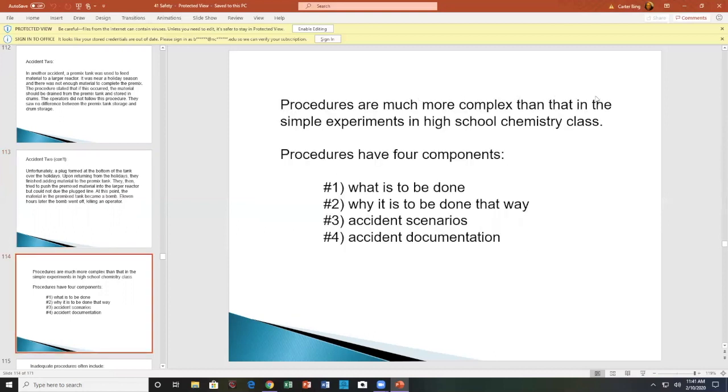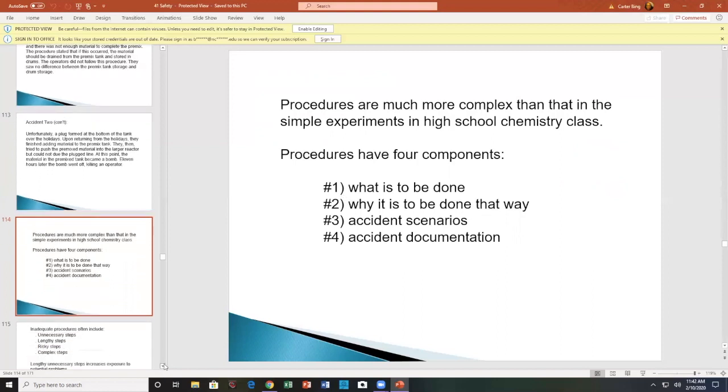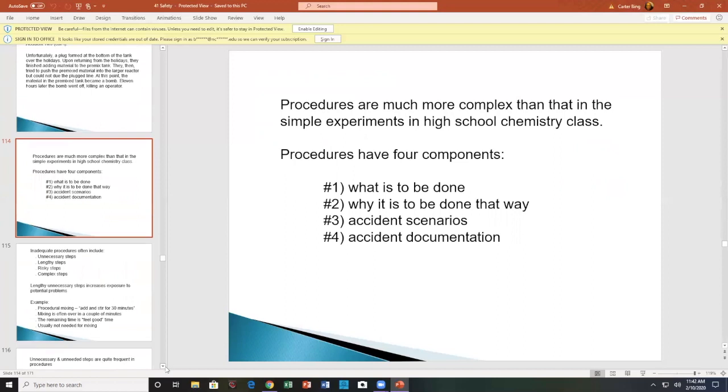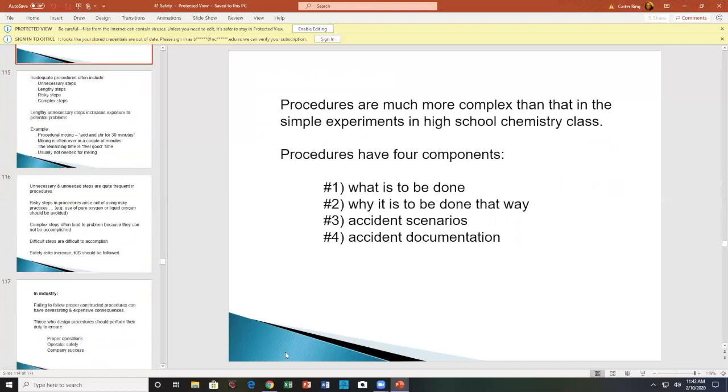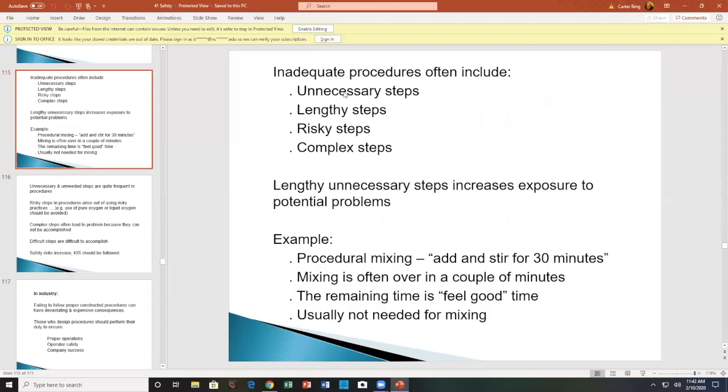Procedures are much more complex than the simple experiments in high school chemistry class. What is to be done? Why? Accident scenarios and accident documentation. There should also be, in here, that adding time to a procedure or taking time away from a procedure should result in a safety violation. Unnecessary steps, lengthy steps, risky steps, complex steps. These are signs of an inadequate procedure.